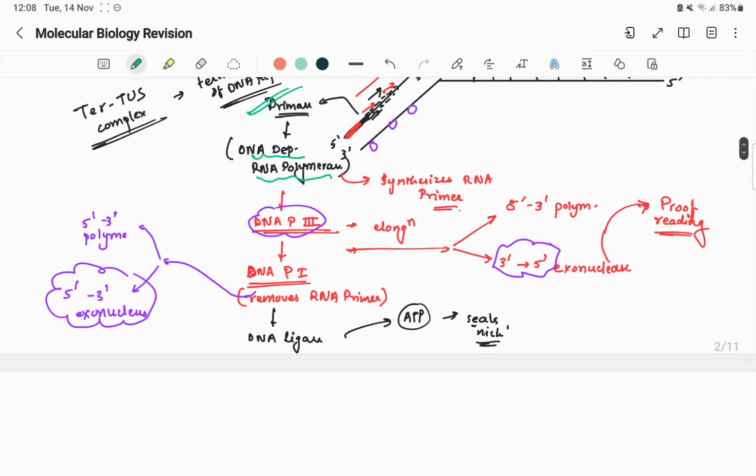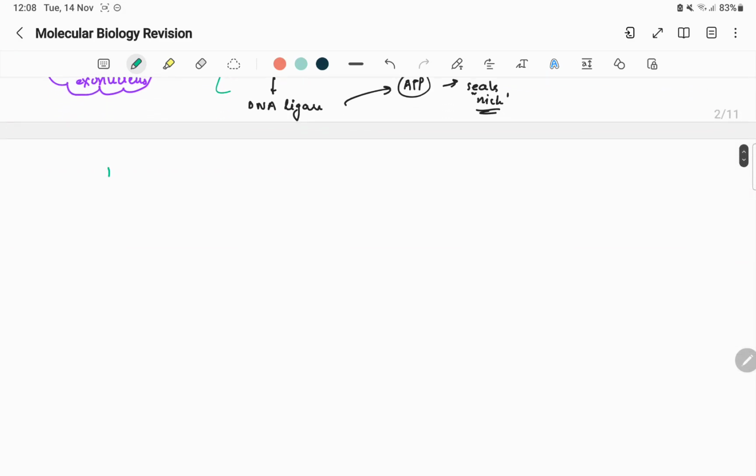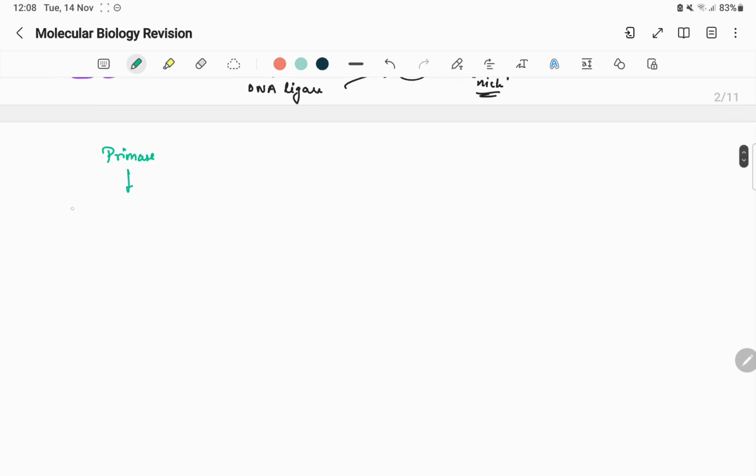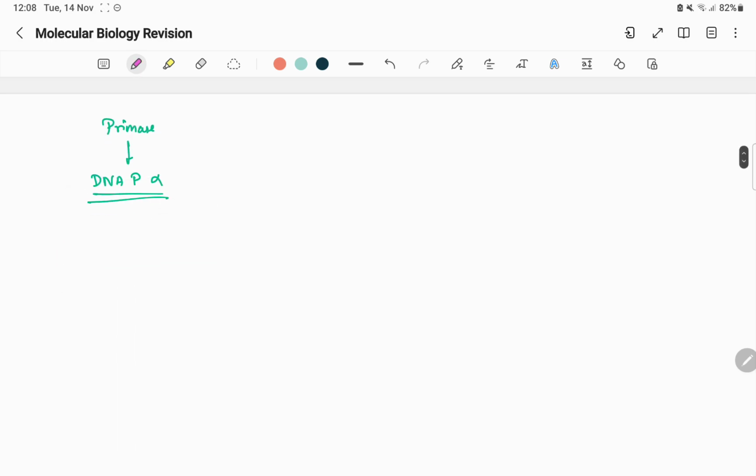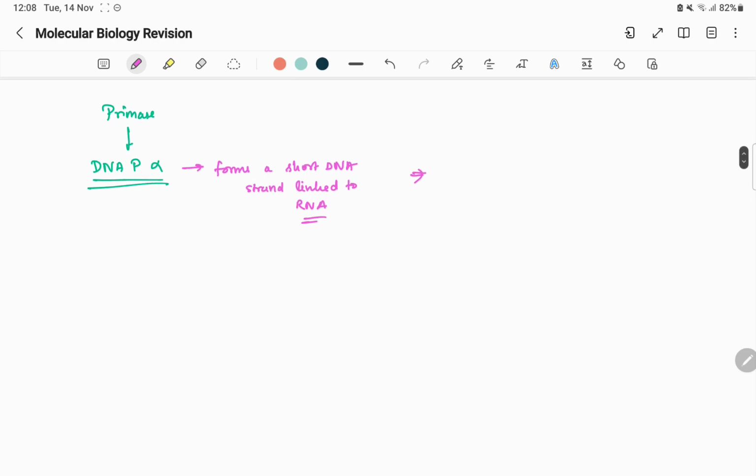And then afterwards these steps are different. After primase, the action is of DNA polymerase alpha. In eukaryotes we have DNA polymerase alpha. DNA polymerase alpha forms a short DNA strand linked to the RNA primer. First it initiates the start of DNA synthesis by forming a short DNA strand.